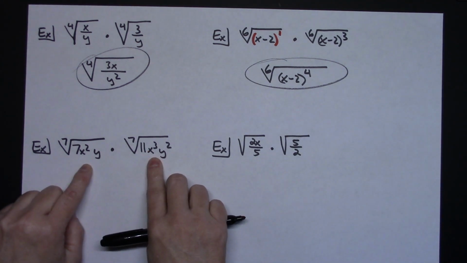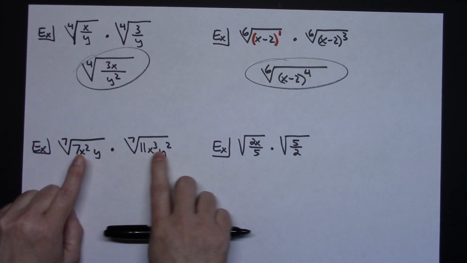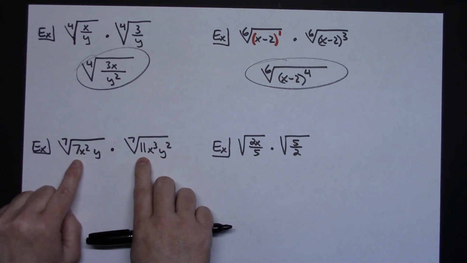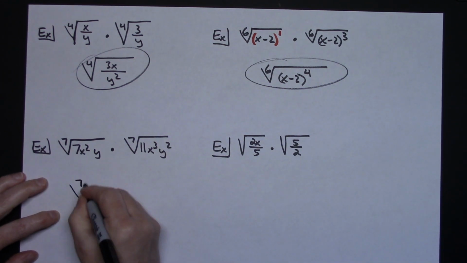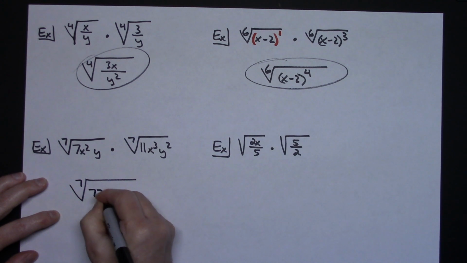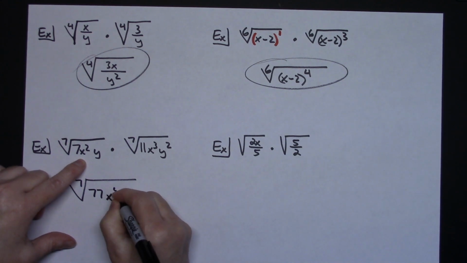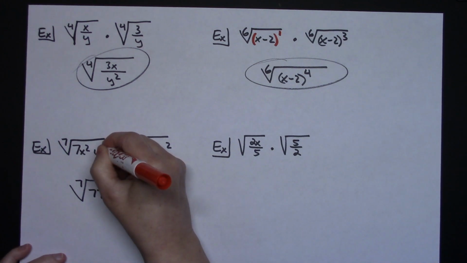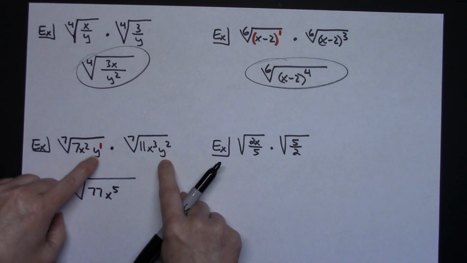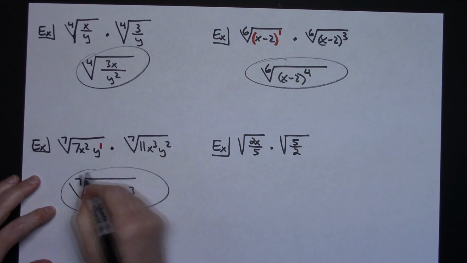Down here, we're again going to have the 7th root of both of these, so I can multiply what's underneath. I'm going to multiply the coefficients like normal, so I'm going to have a 7th root here. 11 times 7 is 77. Taking care of the x's, when multiplying like bases, we add those exponents, so x to the 5th. And when multiplying the like bases of the y's, we add those exponents and remember the imaginary 1, so we'll have y to the 3rd.